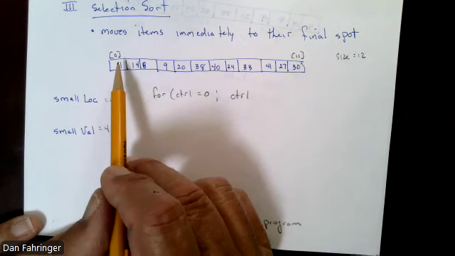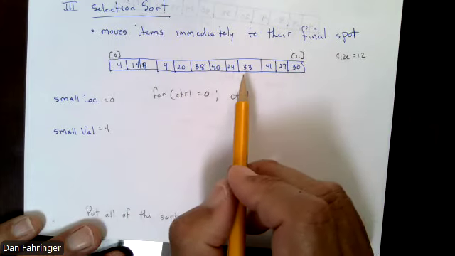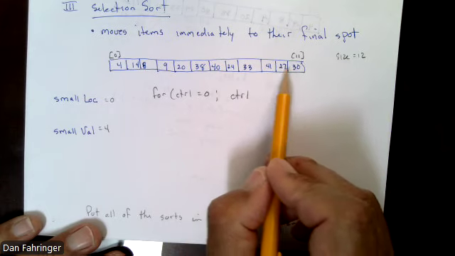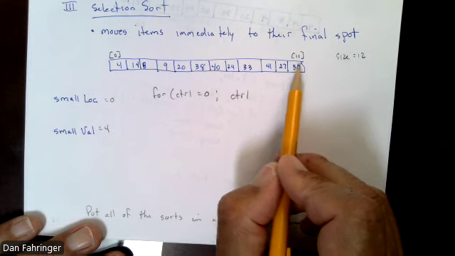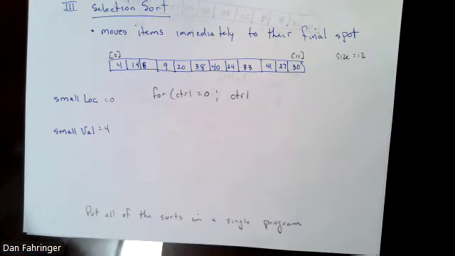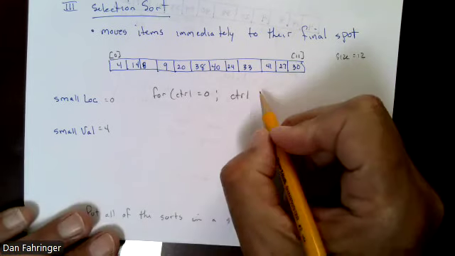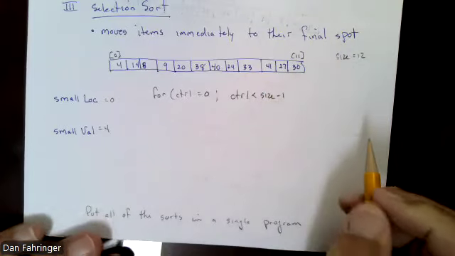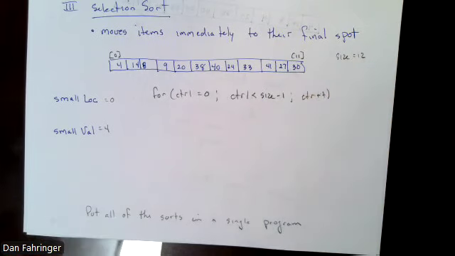Remember, I'm taking 0 and I'm going to compare it to all of these. Then I'm going to go to 33, compare it to these 3. I go to 41, compare it to those 2. I go to 27, compare it to that. And I think by default that would be done. So I'm going to go with counter 1 is less than size minus 1 again. I'm going to keep that in mind when we get there.